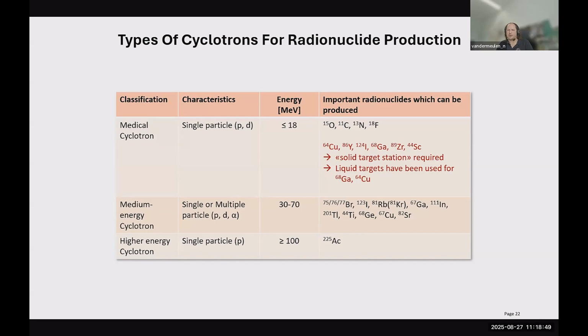So hopefully, those that do not have the space to have a solid target station installed might be able to apply this in future. Then we also have your medium energy and high energy cyclotrons. Medium energy cyclotrons are between 30 and 70 MeV. Examples would be Arronax in France, which has a 70 MeV machine, and PSI, which operates a 72 MeV machine. There's also a 70 MeV machine in the United States that focuses on strontium-82, for instance.